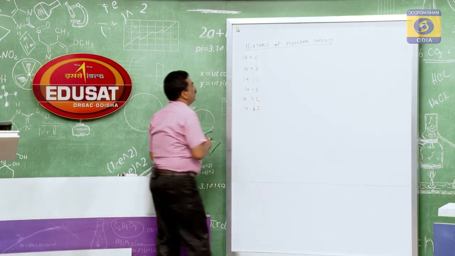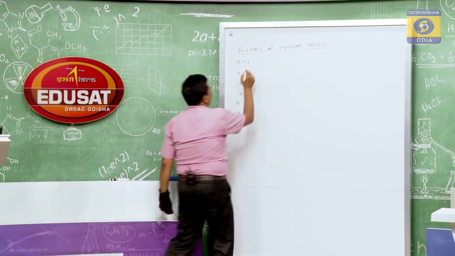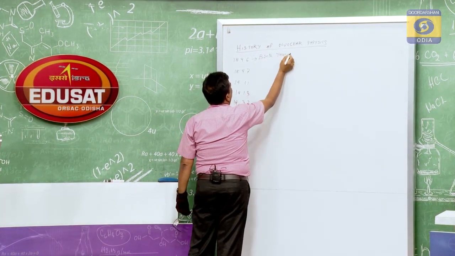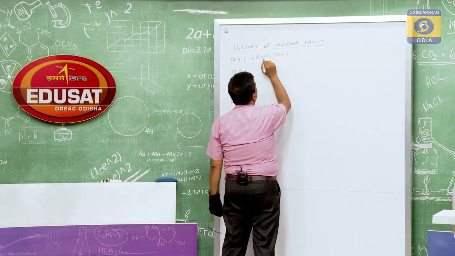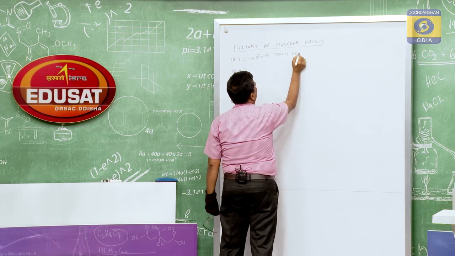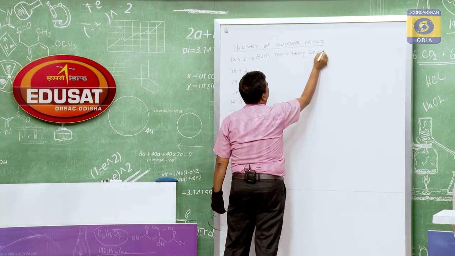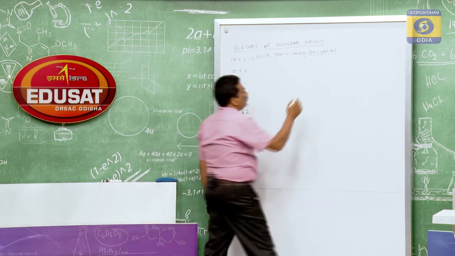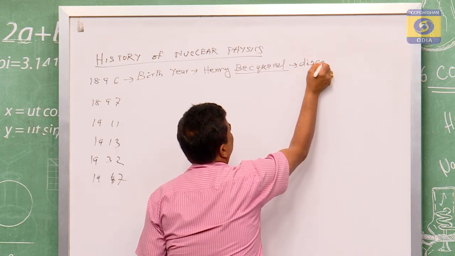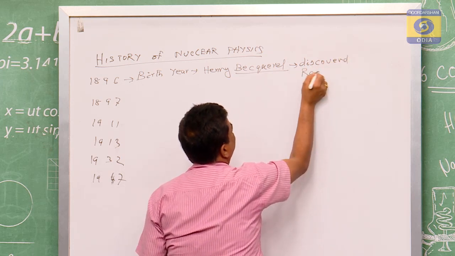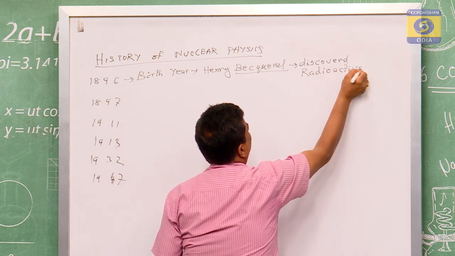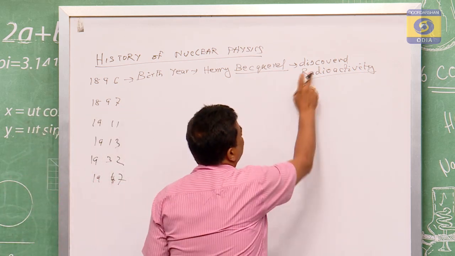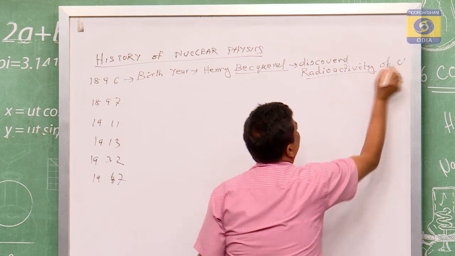Likewise, in different years, different developments took place. In 1896, which is called the birth year of nuclear physics, Henry B. Becquerel discovered radioactivity. About radioactivity, you know from chemistry, we also discuss it in detail in nuclear physics: the radioactivity of a uranium atom.